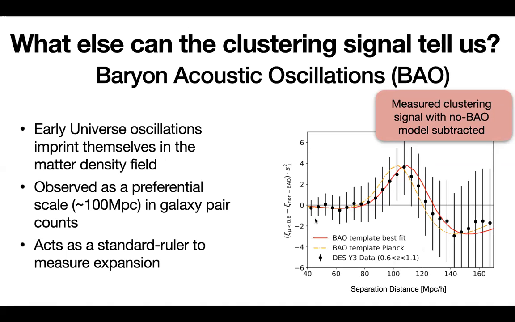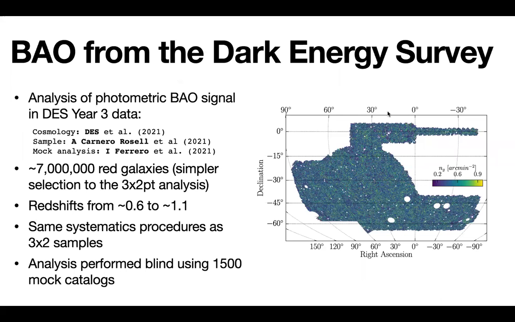The signal here is the galaxy clustering signal, so the pair counts of galaxies separated by distance with a non-BAO template removed, and we're trying to measure this bump. If you measure this bump as a function of redshift, that effectively acts as a standard ruler that you can use to directly probe the expansion of the late-time universe. And so we can do this with Dark Energy Survey data itself. This is a purely photometric BAO analysis.